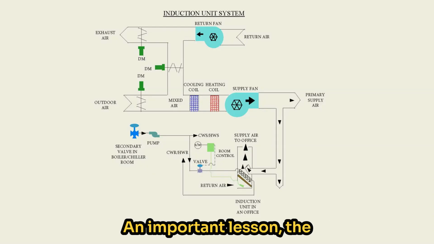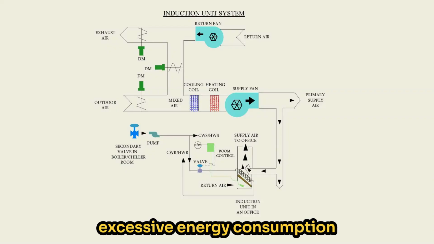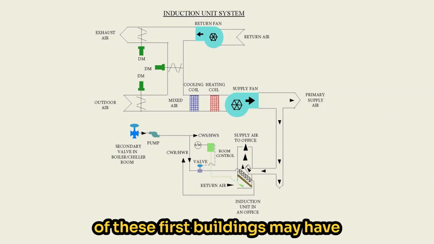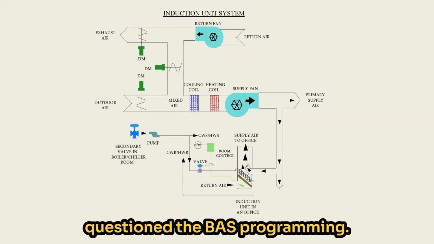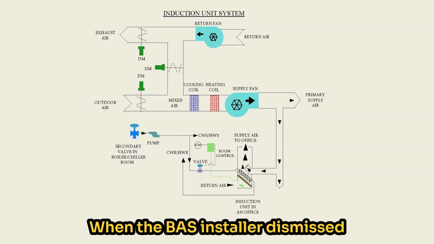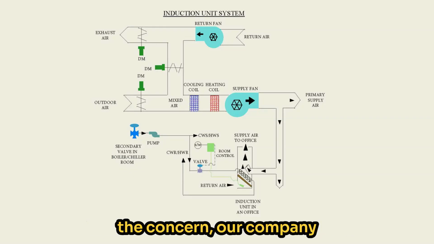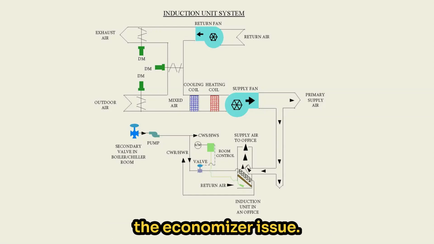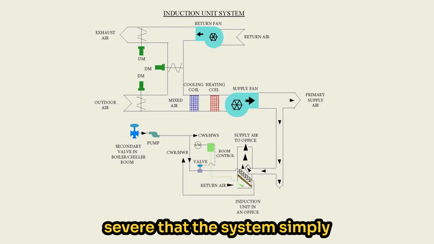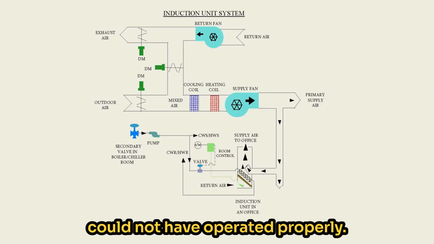An important lesson. The excessive energy consumption in the first building may have never been discovered had the experienced building operator not questioned the BAS programming. When the BAS installer dismissed the concern, our company was asked to investigate. We found numerous additional programming errors beyond the economizer issue. The second building was less fortunate. The programming error was so severe that the system simply could not have operated properly.